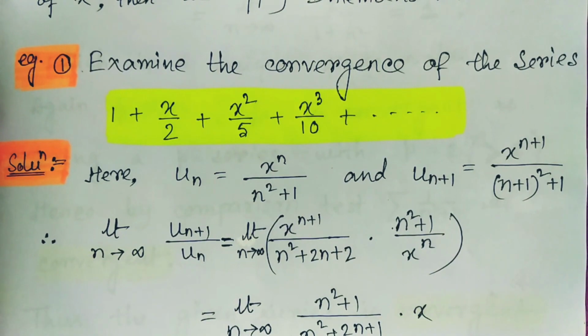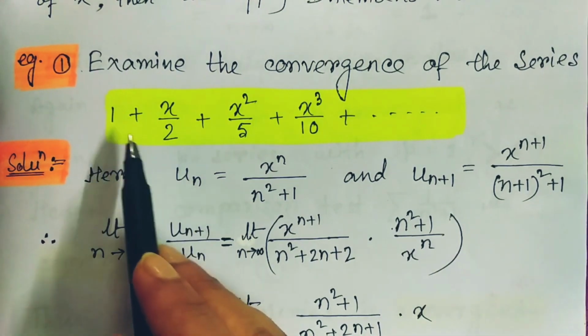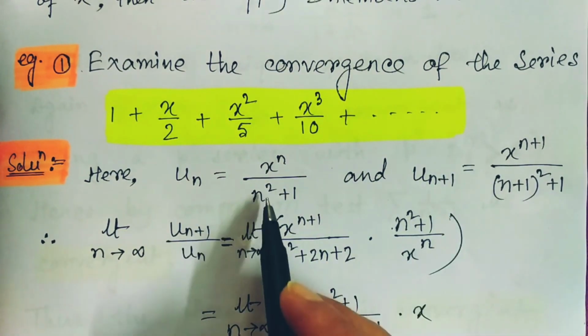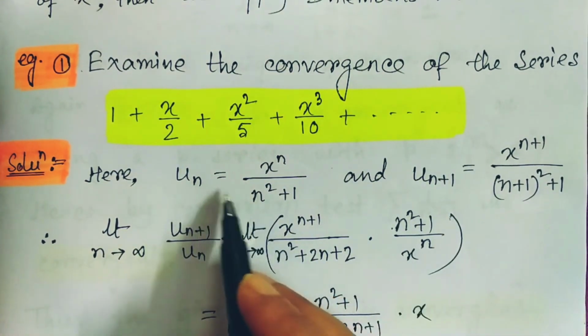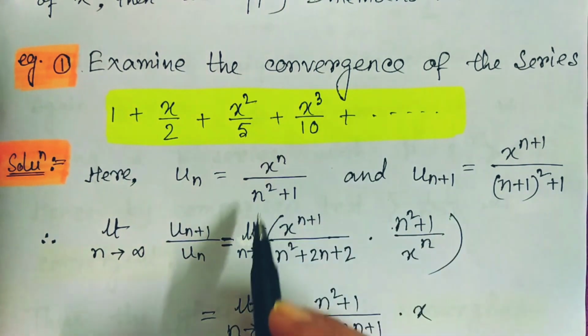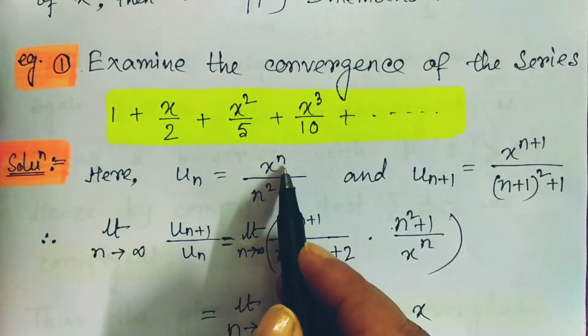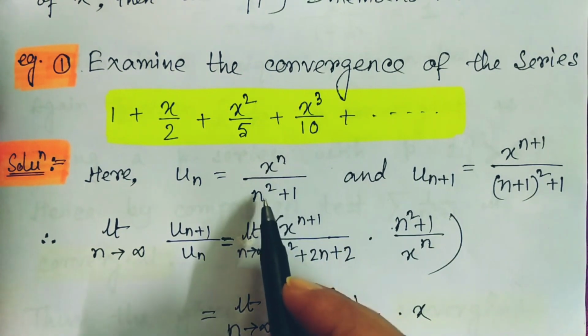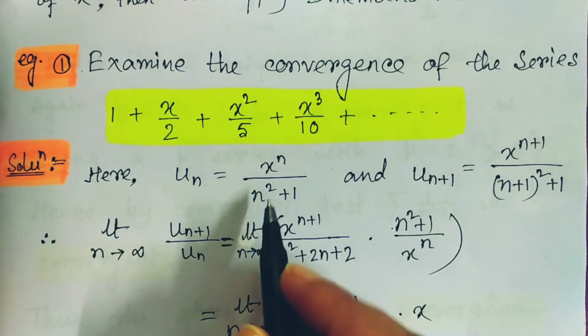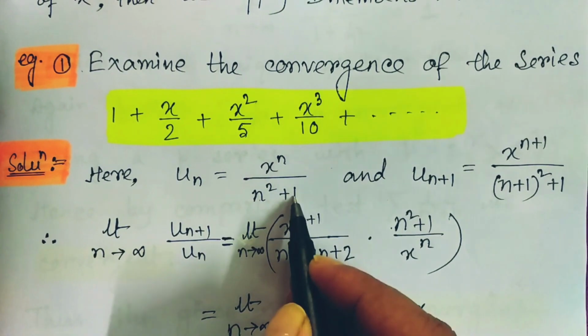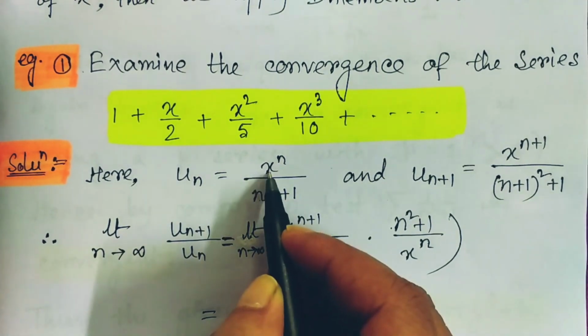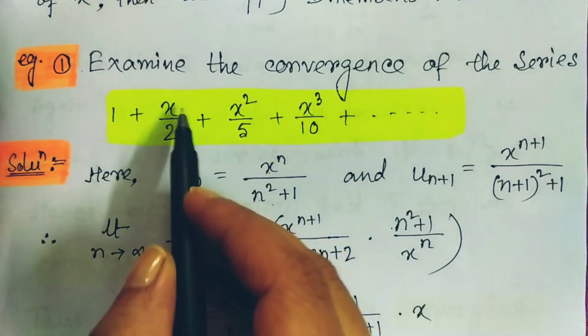So here at first we should find out the nth term, that is un. So un should be what? Just observe the terms. If we consider un equals, first of all we consider the denominator, so it is n square plus 1. Then it is x to the power n. If we substitute one here, then we find it is 1 plus 1, so it is 2, and it is x only. So we will get this term.